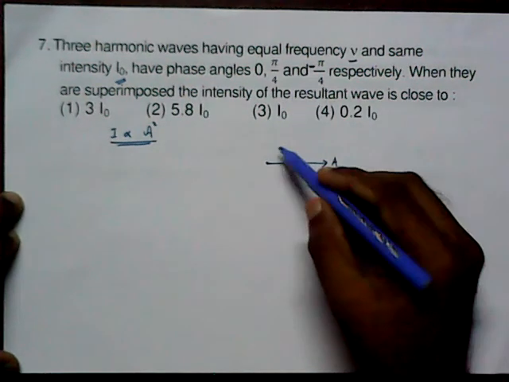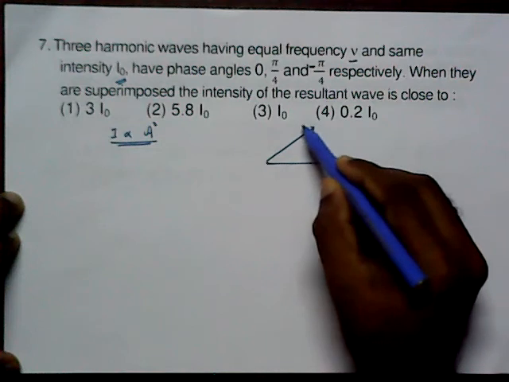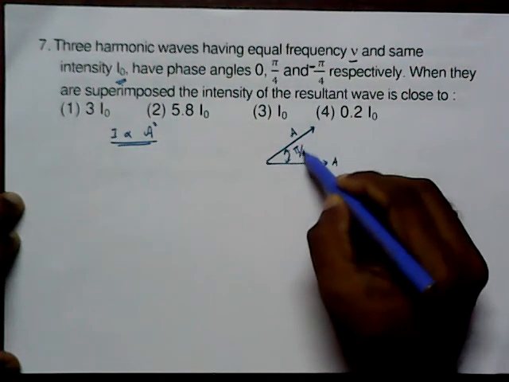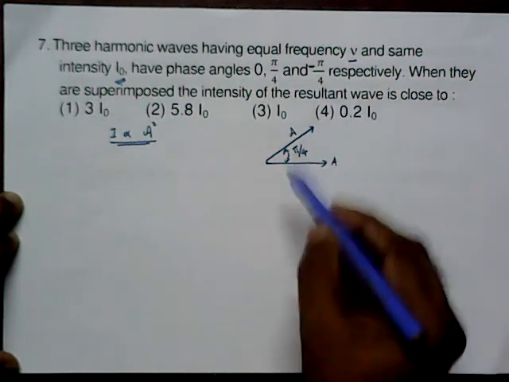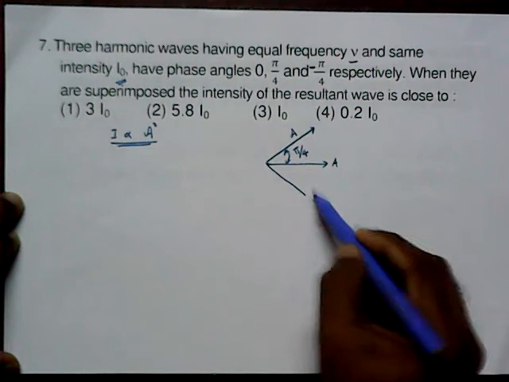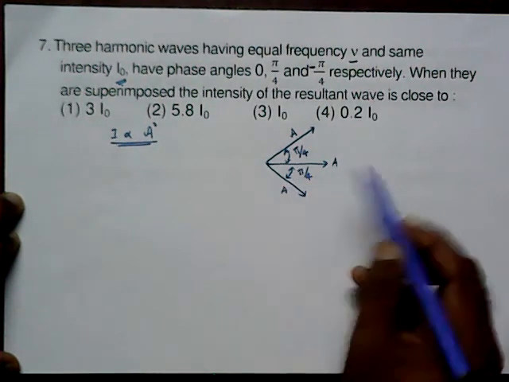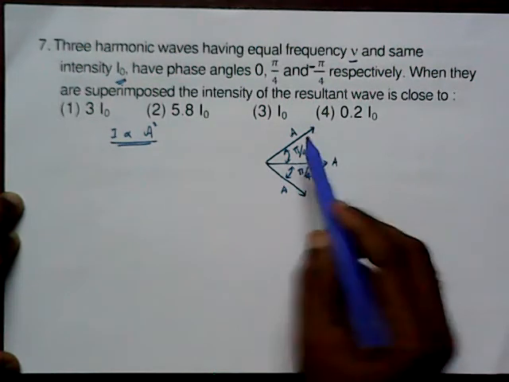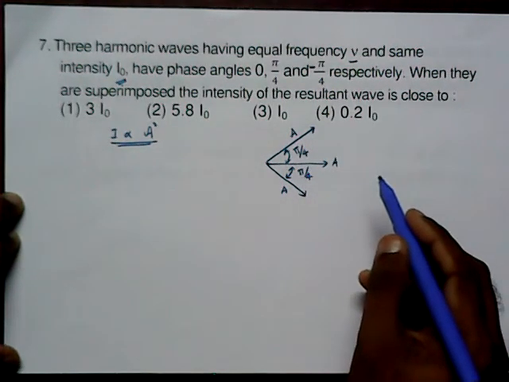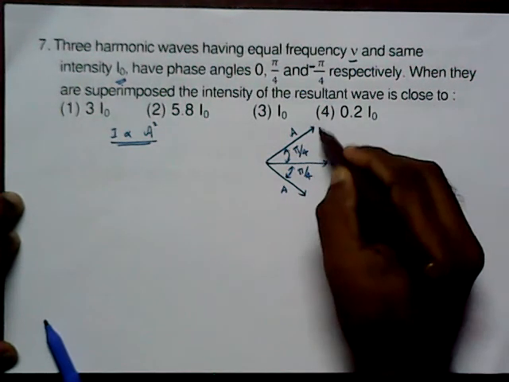Then the other one makes an angle of plus pi by 4. So we can say this is another wave with amplitude A and an angle of orientation of plus pi by 4. And the third one, with respect to this A, is at another pi by 4, but has the same amplitude. So all three waves have the same amplitude.